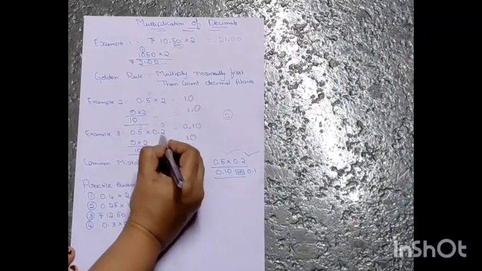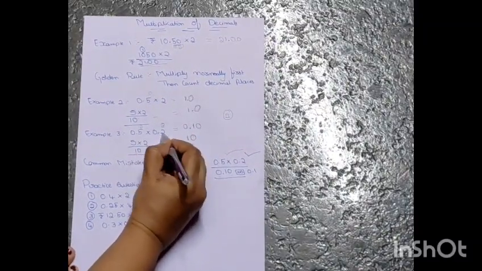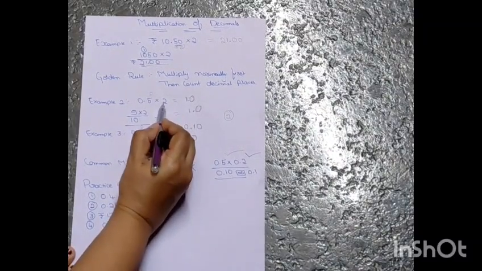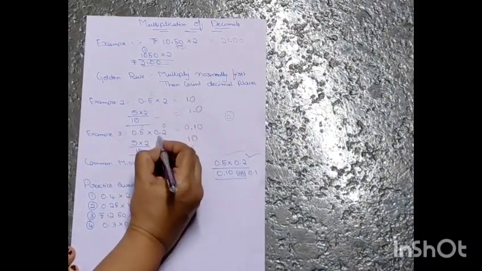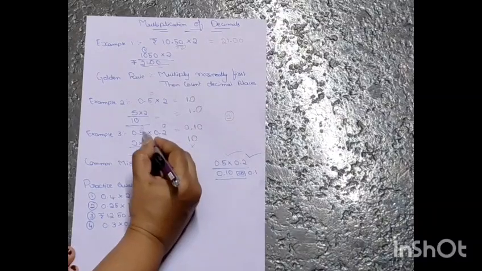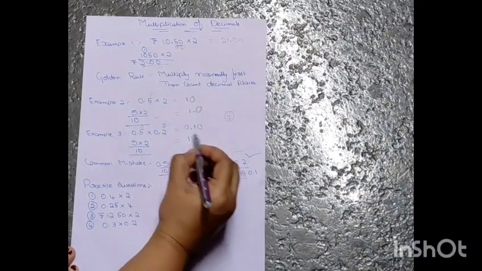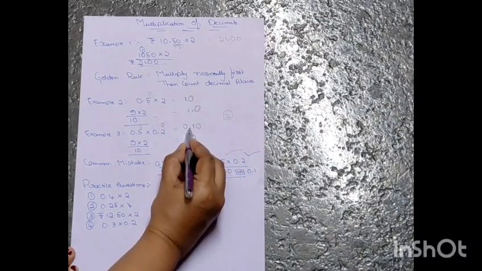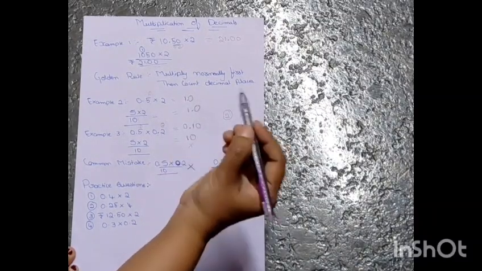You have to see on the two sides how many digits after the point there are. But here only 2 is there, a whole number. Here we have a decimal number. So 1 plus 1, 2 digits after which we have to keep the point. 0.10 is the answer.